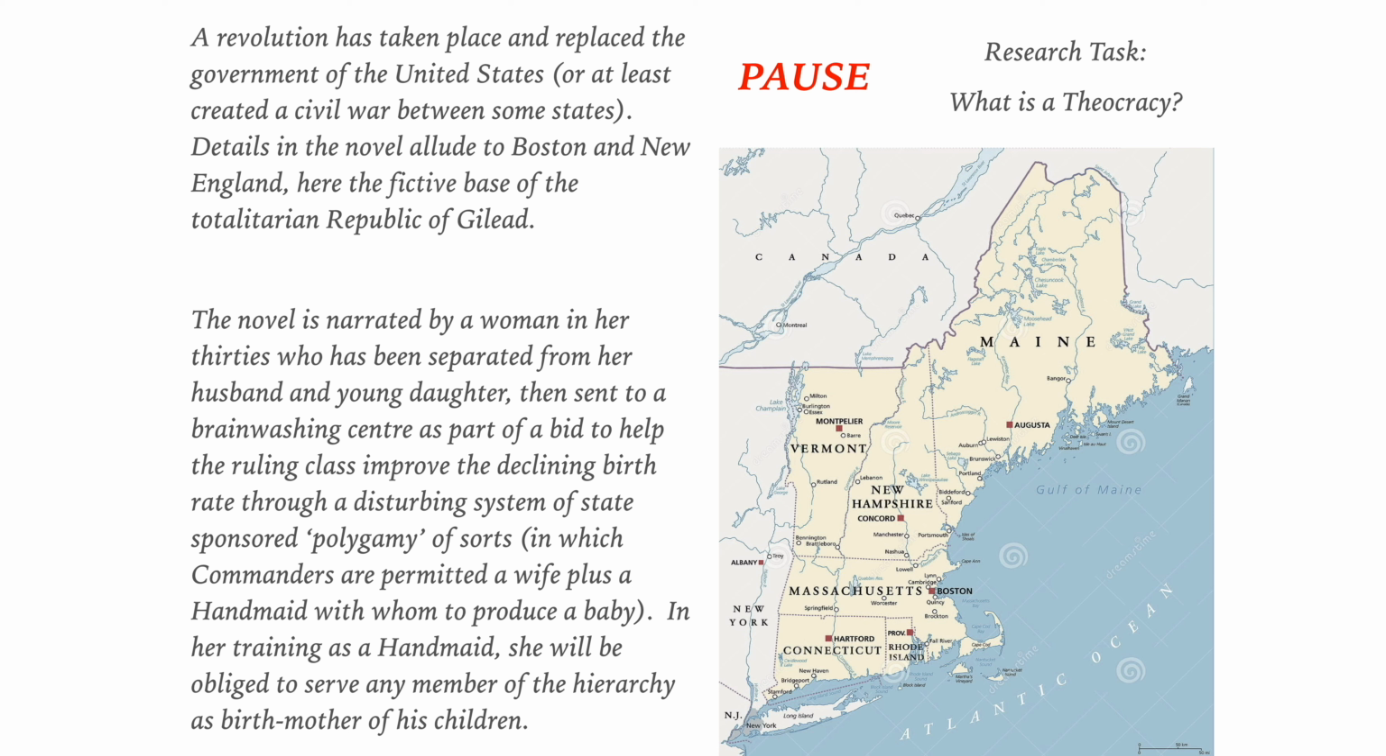We know that the novel is related by a woman called Offred, at least the regime has imposed that name on her. She's in her mid-30s. She's been separated from her husband and young daughter and sent to a brainwashing centre as part of a bid to help the ruling class improve the declining birth rate through a disturbing system of state-sponsored polygamy of sorts, in which commanders are permitted a wife plus a handmaid with whom to produce a baby. In her training as a handmaid, she will be obliged to serve any member of the hierarchy as birth mother of his children.